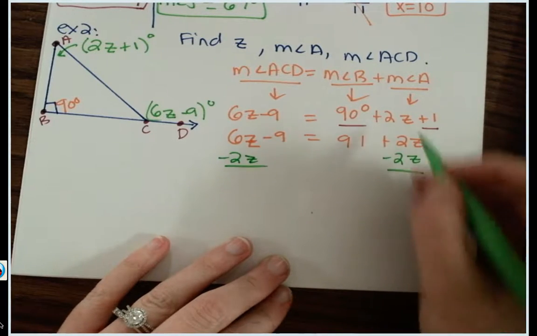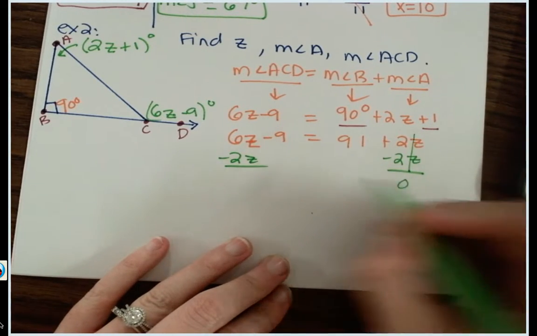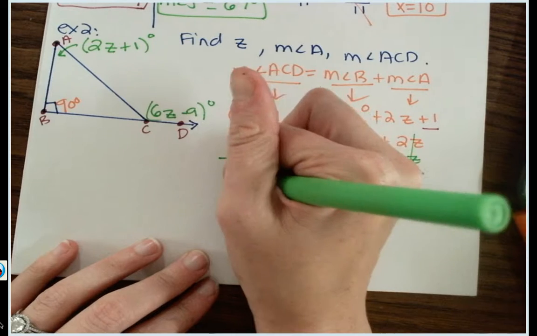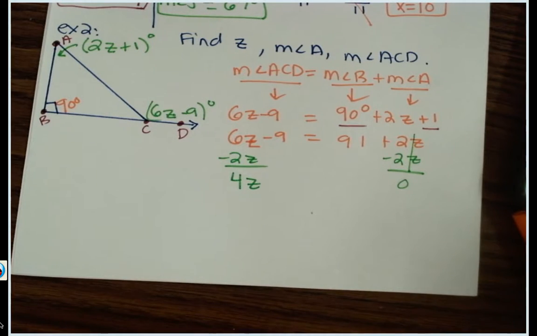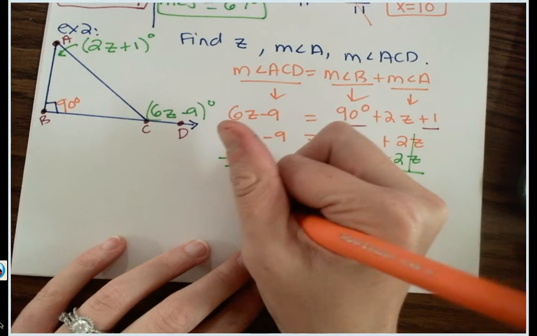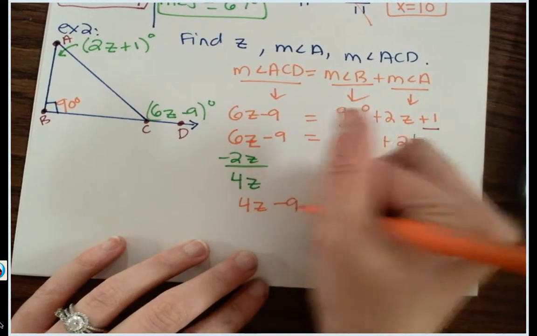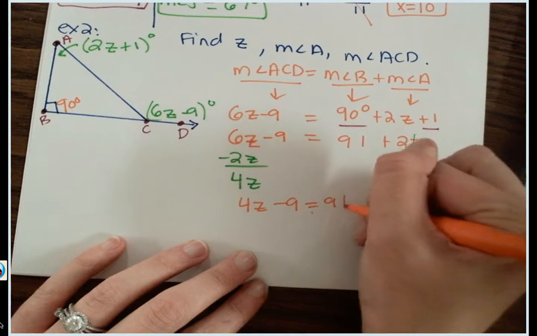So 2Z minus 2Z cancels and turns to 0. 6Z minus 2Z is 4Z. So now what I have is 4Z minus 9 equals 91.